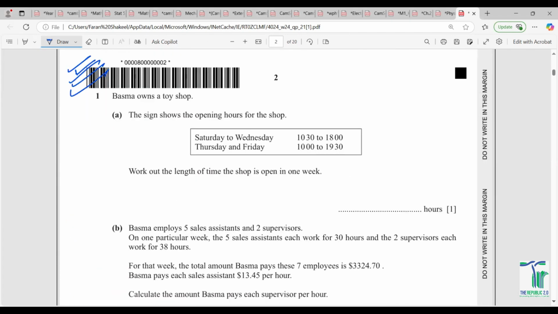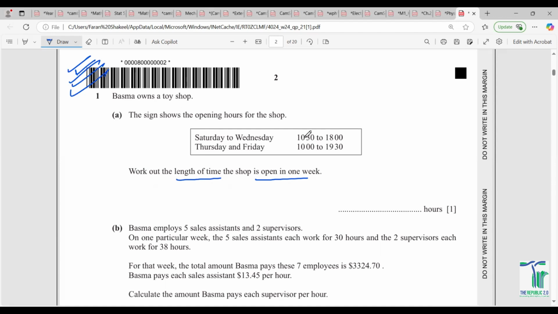So, you've got this question number 1 that Bisma owns a toy shop. The sign shows the opening hours for the shop. Saturday to Wednesday, 10:30 to 8:18, and Thursday to Friday, she opens from 10 to 9:30. So what does that mean? आपने total length of the shop निकालनी है is open in 1 week. कि वो एक week में कितनी open है.